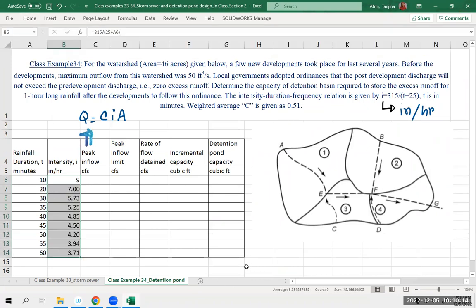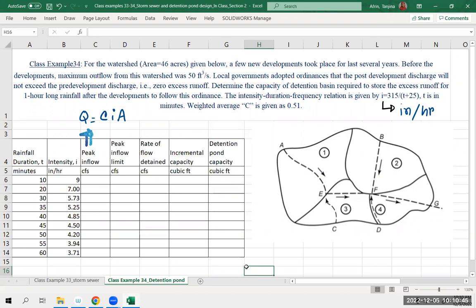Okay. Is it a big number? Now, for CIA, what is the final unit we are looking for? Like Q, feet cubed per second, right? But if you look at all the other parameters, A is in area, acre, I is in inch per hour. So we kind of know we need to do the conversion, right?